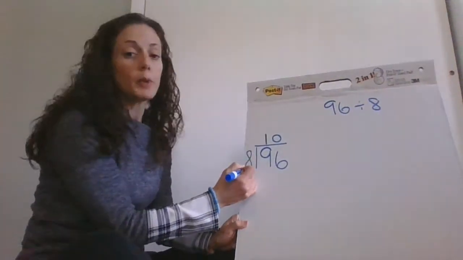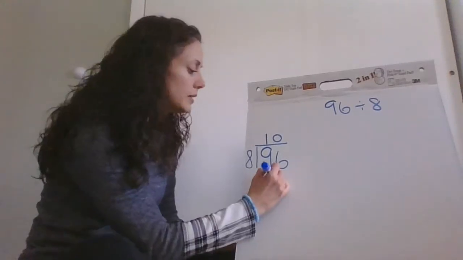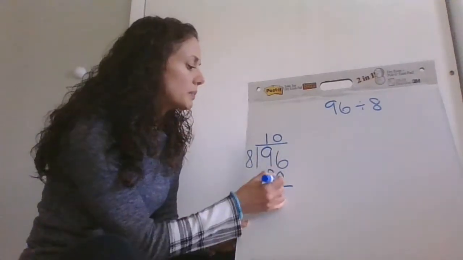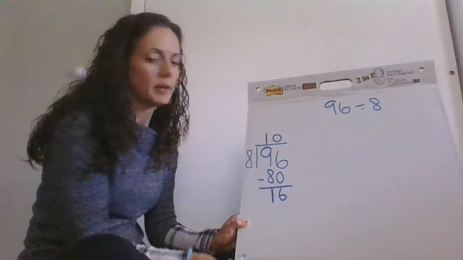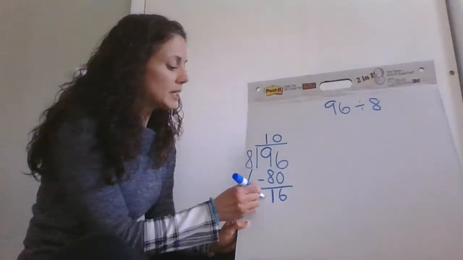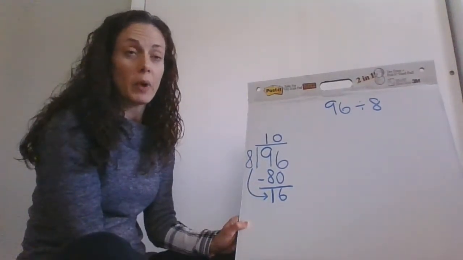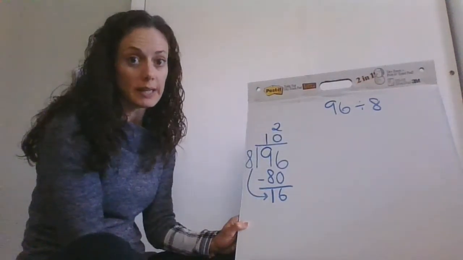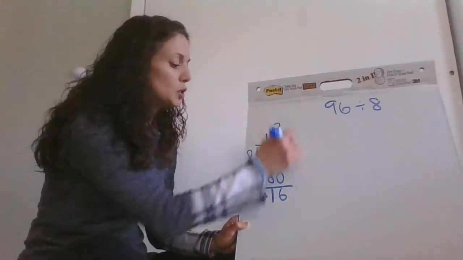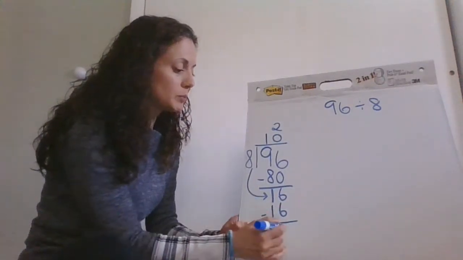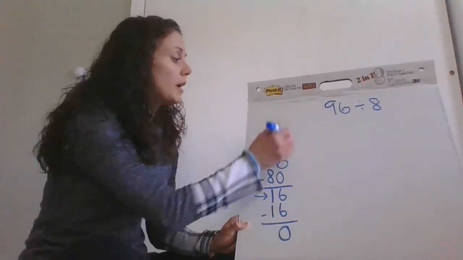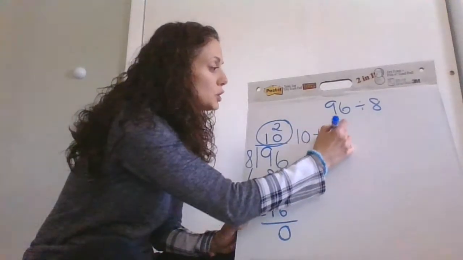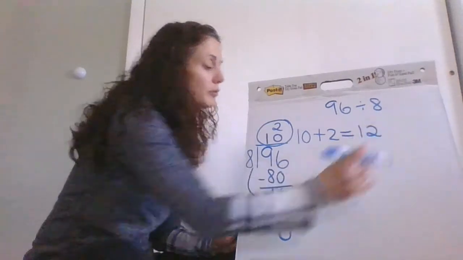Okay. So then we have to multiply. 8 times 10 is 80, and that gets subtracted. 6 minus 0 is 6. 9 minus 8 is 1. Now I have to figure out how many times 8 can go into 16. Well, 8 times 2 is 16. So the 2 comes up here above the 10 in the 1's place. 8 times 2 is 16. We subtract and we get 0. Then I take these two numbers up here, 10 plus 2, and add them together to get 12.